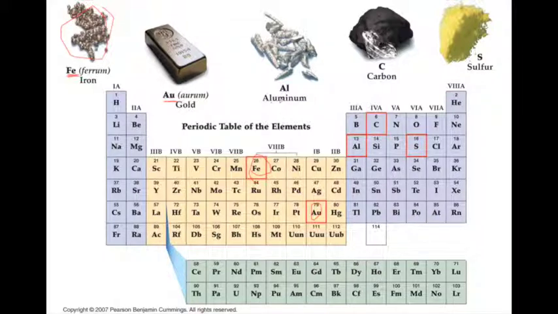You can see aluminum, carbon, sulfur, all of these are elemental substances. So for example, a diamond is an elemental substance. If it's a pure diamond, it's composed of all carbon atoms. And carbon has an elemental symbol of C.